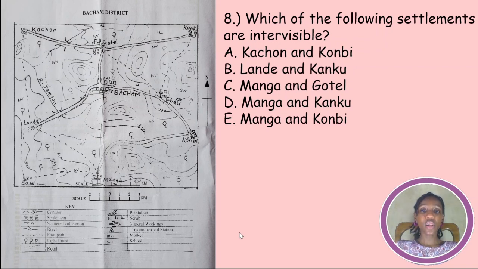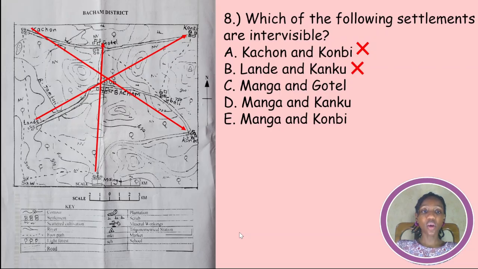Option A, Kachon and Nubi. As we can see, they are not intervisible, and that makes option A wrong. Option B, Lande and Kanku are not intervisible, and that also makes option B wrong. Option C, Manga and Gotel are not intervisible, making option C wrong as well. Option D, Manga and Kanku are also not intervisible, and that makes option D wrong.